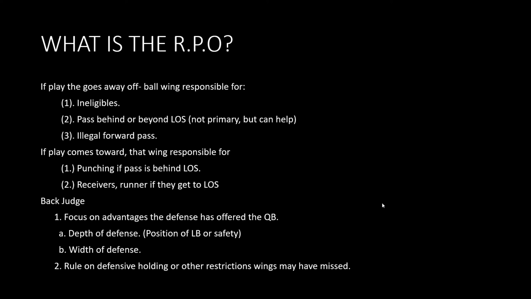Back judge, this is a very quick play. So you want to look for tendencies, look to see what potential advantages the defense is presenting to the offense. So what's their depth, what's their width, and then you're going to be primary to look for rules on defensive holding or other restrictions the wings may have missed. There could definitely be potential for pass interference if the pass is thrown beyond the line of scrimmage.